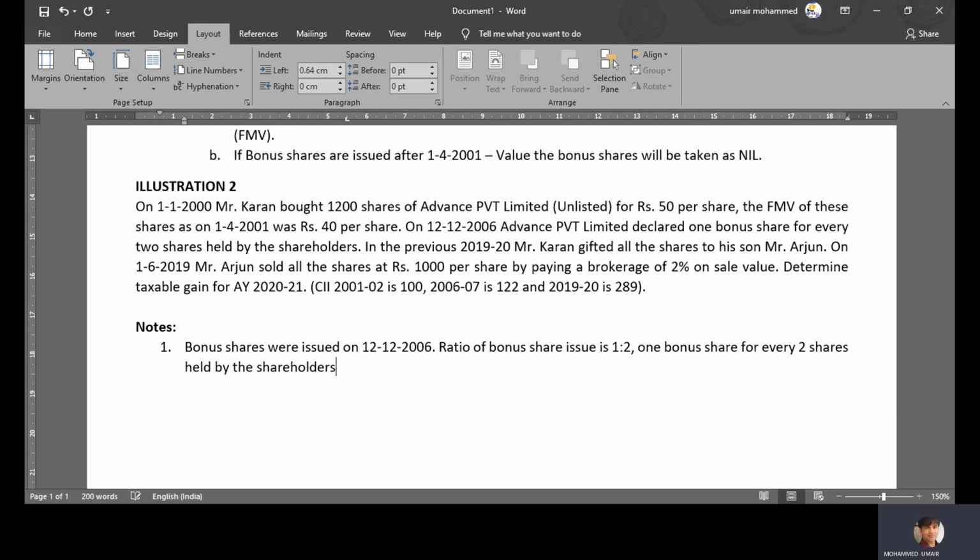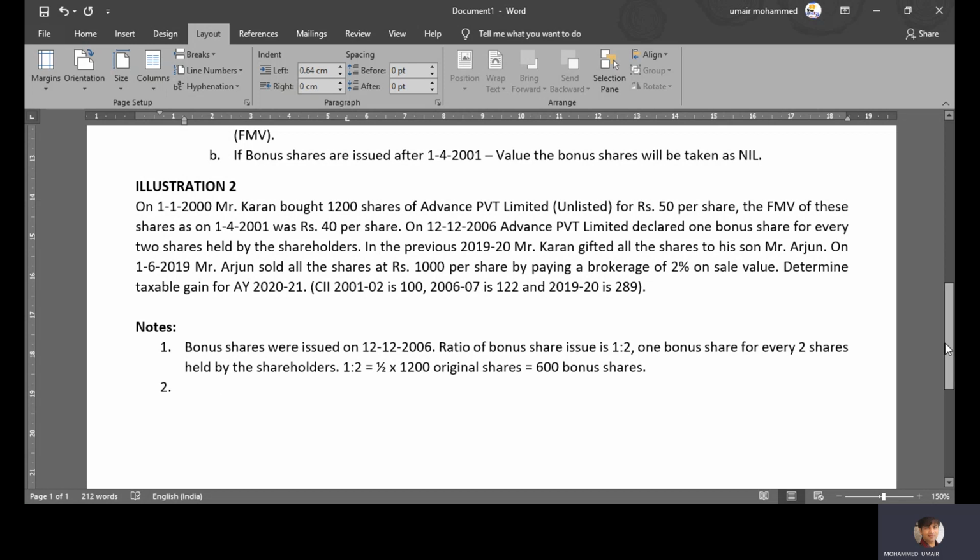So what happens here is, let's convert this into fraction. So this 1:2. When you convert this into fraction, it becomes half. So half into 1,200 original shares. So you get 600 bonus shares. Okay, so because our task was to identify how many bonus shares are issued, so bonus shares 600 he has.